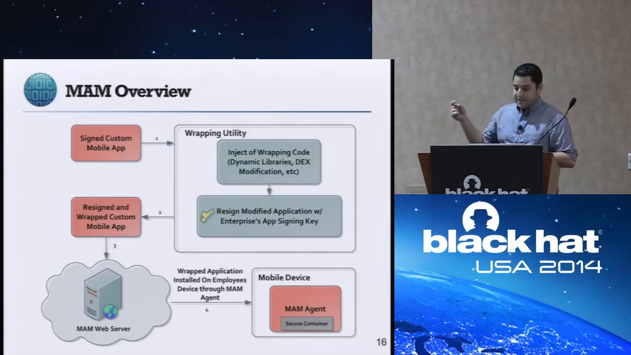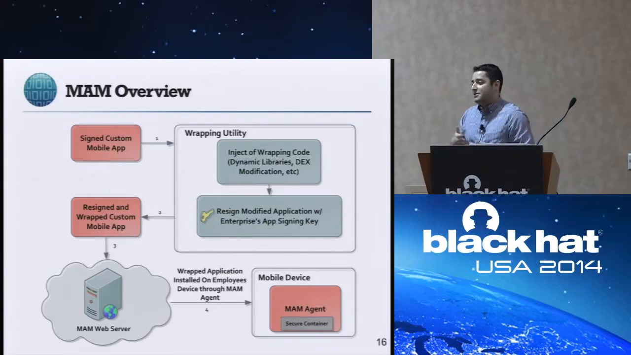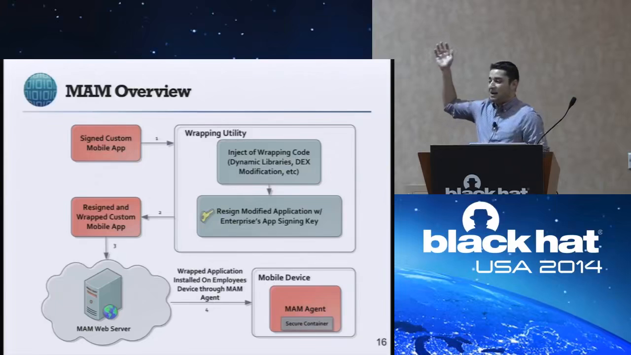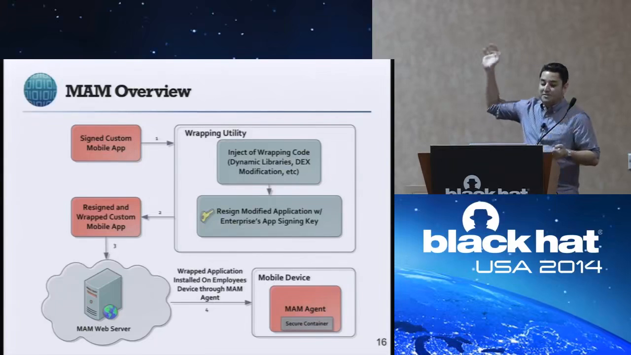And why do we have to re-sign it? Obviously, you just changed the executable. It won't run on a mobile device unless you re-sign it again. So now you have this brand new re-signed wrapped application, and you're going to upload it to some MAM management server.